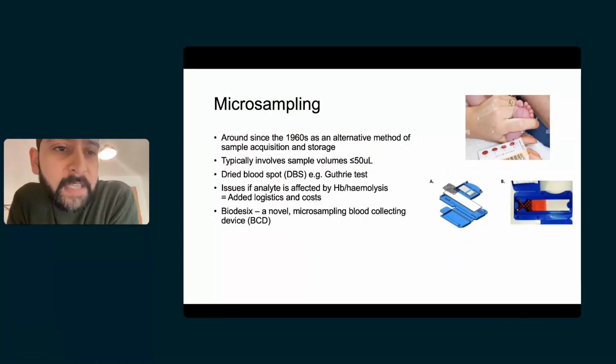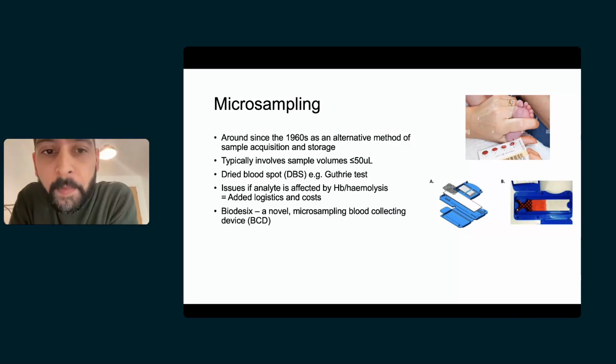So that brings me on to microsampling, which essentially has been around for a long time, at least commercially since the 1960s, as an alternative method of sample acquisition and storage. Now, Hannah has pointed out to me recently that it typically involves sample volumes of less than 50 microliters, but at times volumes higher than this have been used, which I guess in a grand scheme of things, in comparison to traditional venipuncture or traditional sample collection methods in which we're taking multiple milliliters worth of bloods, even 250 microliters is, in a relative sense, micro, quote in quotes.